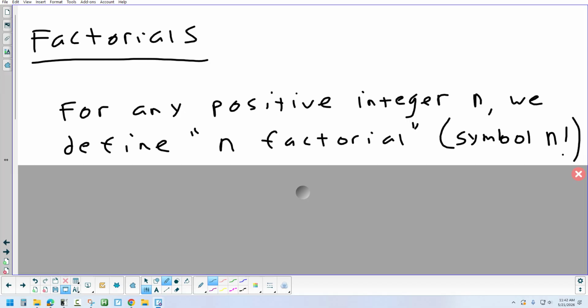So, first of all, when we're dealing with factorials, we're only going to deal with integers. We don't talk about anything with decimals in factorials. Okay, it's all integers. And when you want to find what's called a factorial, you put an exclamation point after the variable. Okay, that's a symbol that means factorial.